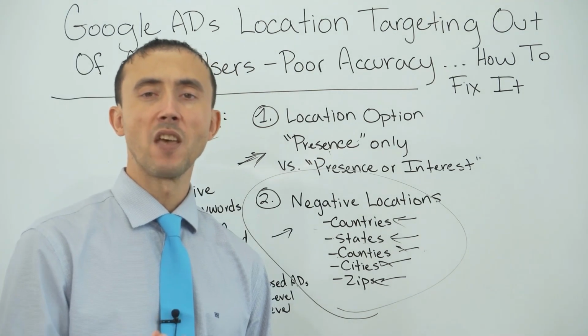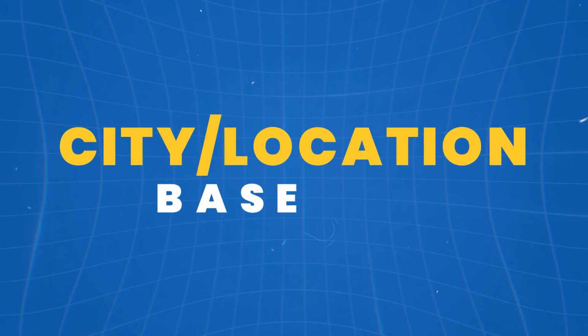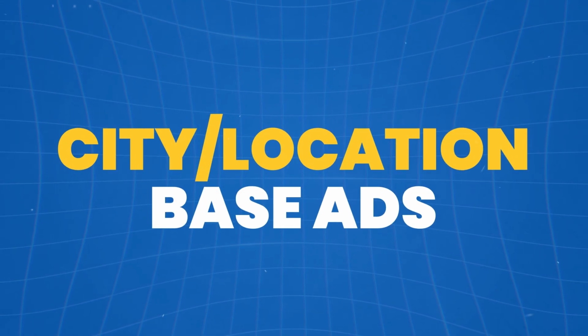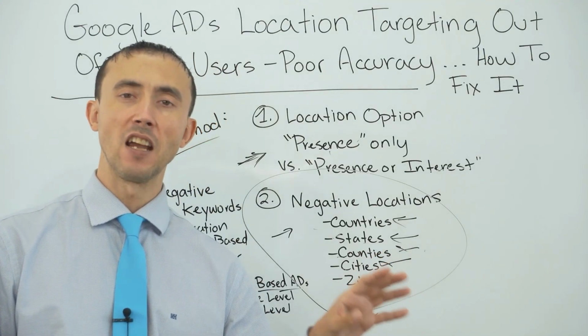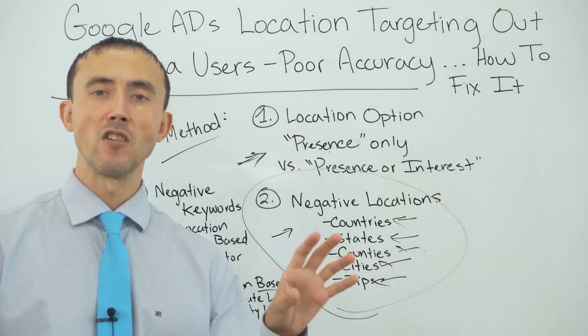So the final thing on this list that I needed to mention here, what we're going to do to get rid of as much of the outside the area clicks as possible, is to add city/location based ads. With that said, so that at least if your ad shows up for an outside the area person, they're going to know right away that you're not in the area.